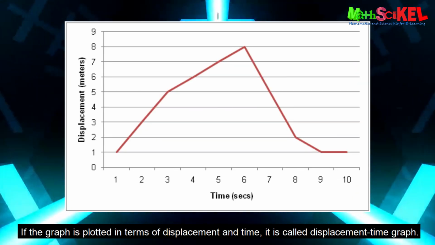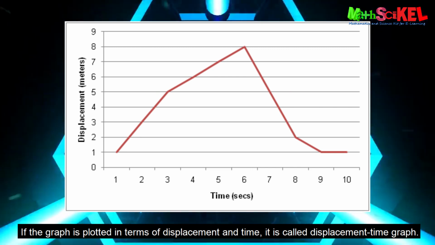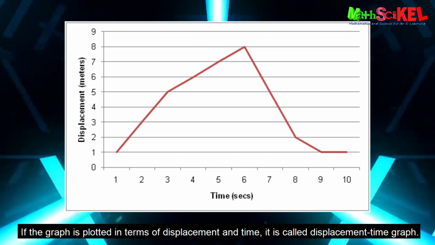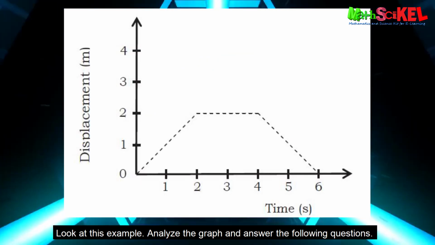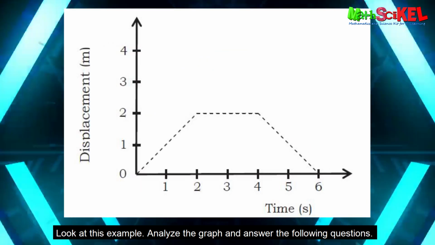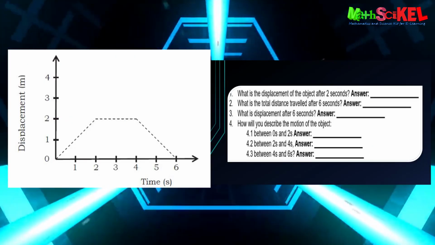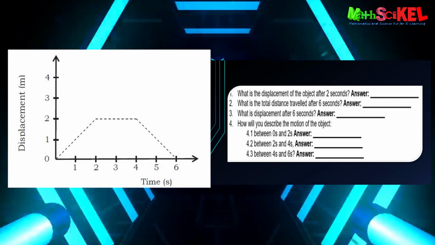If the graph is plotted in terms of displacement and time, it is called a displacement-time graph. Look at this example. Analyze the graph and answer the following questions. First, what is the displacement of the object after 2 seconds?